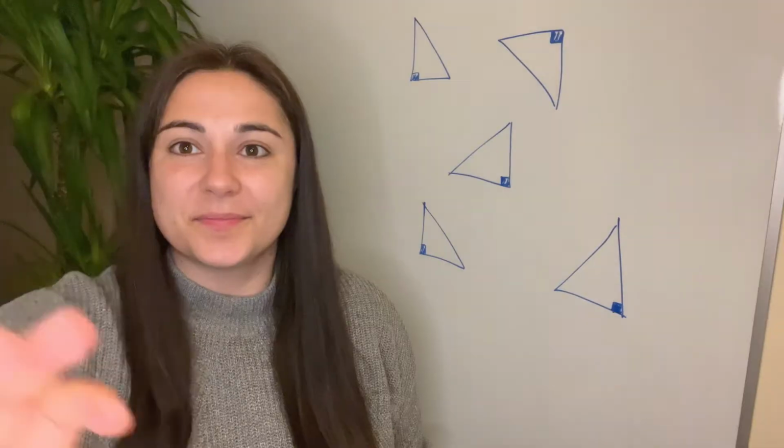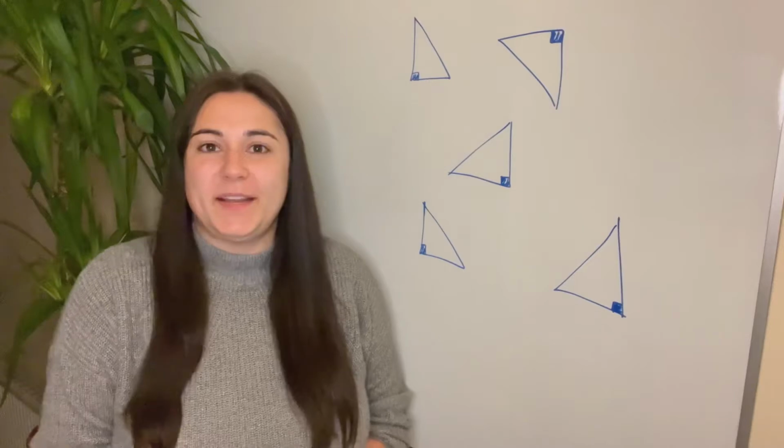Hi everyone, it's Miss Costa here, and in this video what we're going to look at is how to find the hypotenuse of any right angled triangle, and the way we're going to do that is by using Pythagoras. So let's find out what Pythagoras' theorem is.